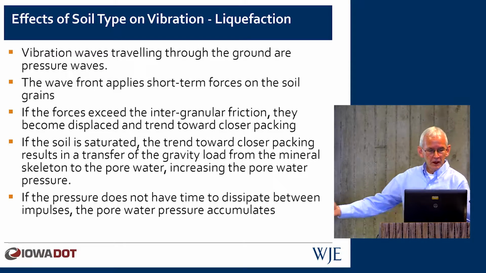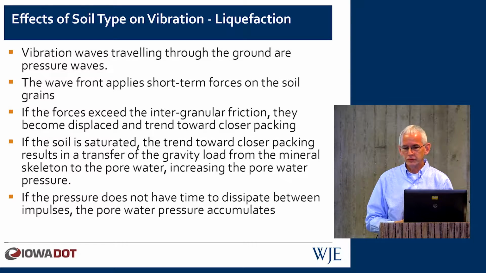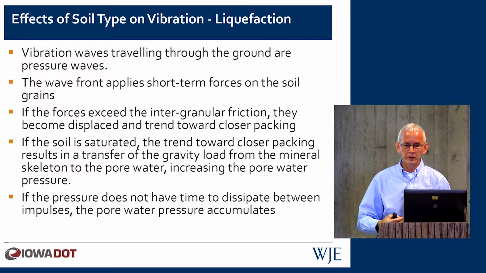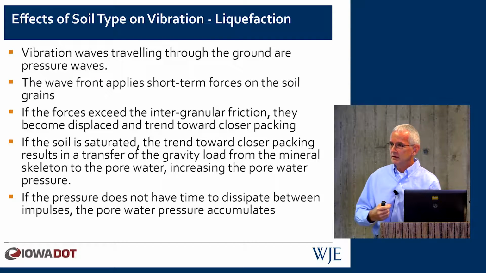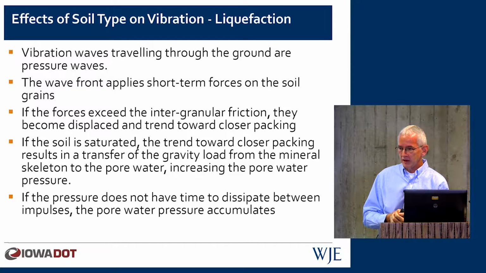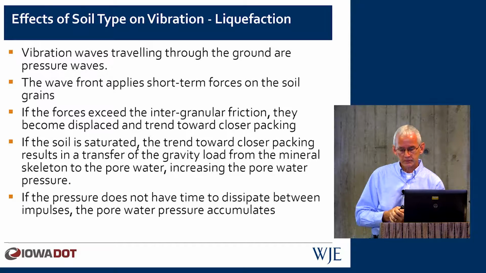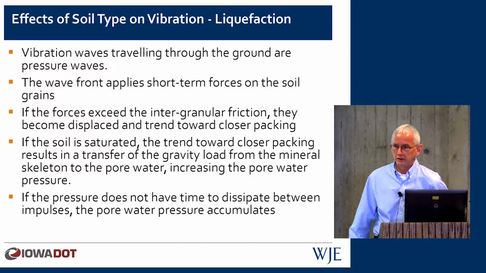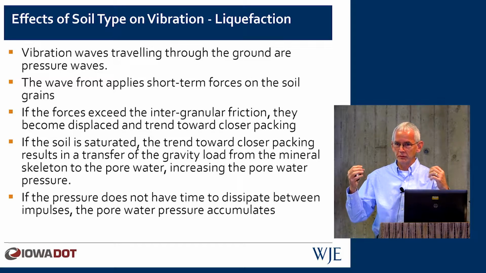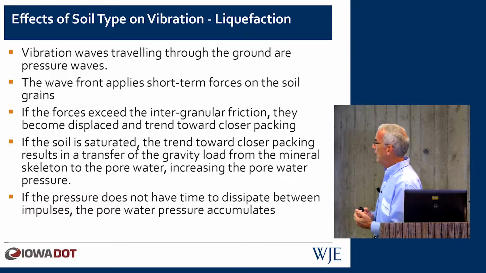Still talking about dry soil, if the forces exceed the intergranular friction, they can displace the grains. And when the grains get displaced, they want to come back together in a slightly tighter orientation. Closer packing is how it's referred to. That process of closer packing is a tendency of the soil, and it's a process that takes place during any kind of consolidation process. When you do dynamic compaction, you're producing this effect where you're displacing the soil grains and then they come back together in a tighter packing.